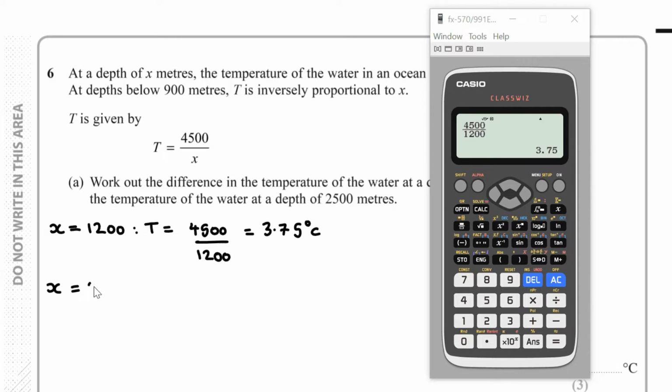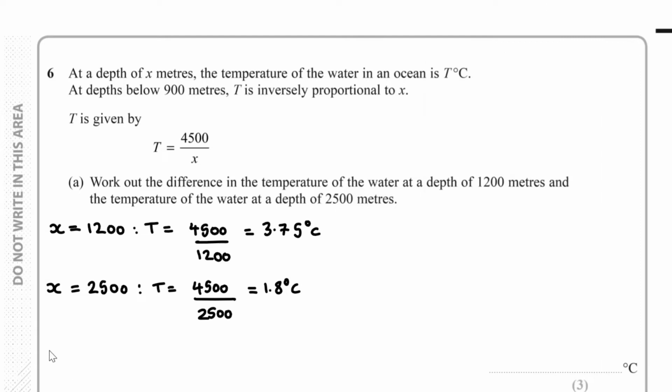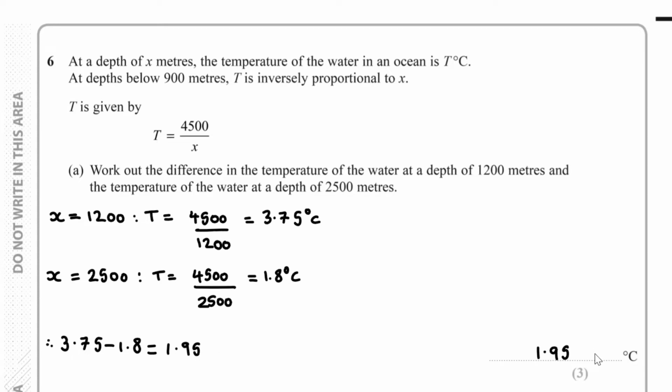And when x is equal to 2500, T is equal to 4,500 divided by 2500. So if we work this out, 4,500 divided by 2500, that's 1.8 degrees C. And therefore, the difference is what we need to work out. So we have 3.75 take away 1.8, which is 1.95. So we have 1.95 degrees C.